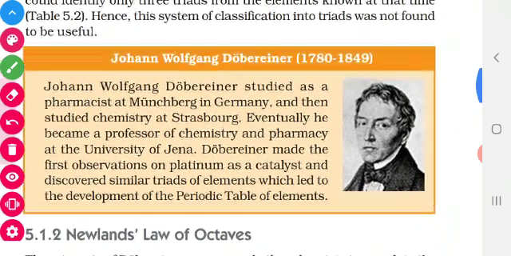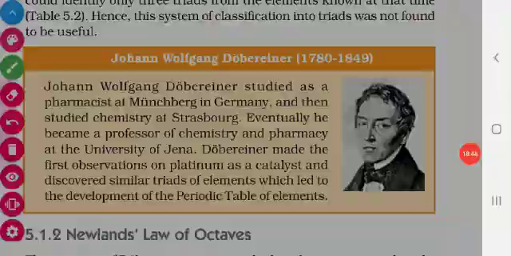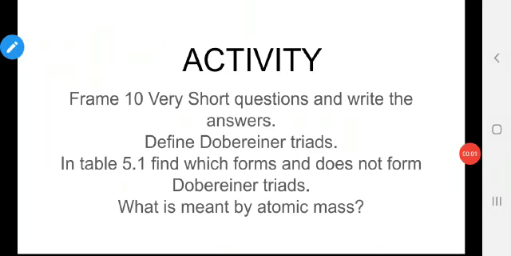So I will tell you the activity. Have you all understood, children? Dear children, your activity for this class is to frame 10 very short questions and write the answers. The answer should be in one word or one sentence. You have to define what are Dobereiner triads. The third question: in table 5.1, find which forms and does not form Dobereiner triads. The last question is what is meant by atomic mass.